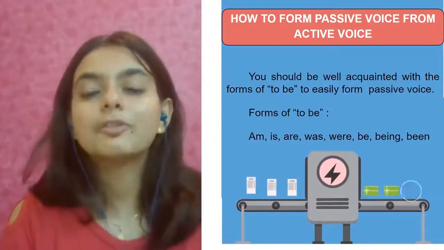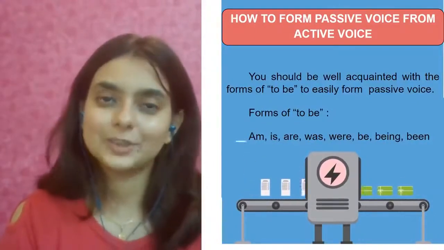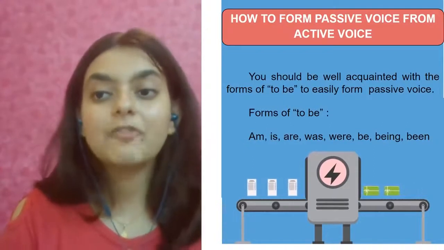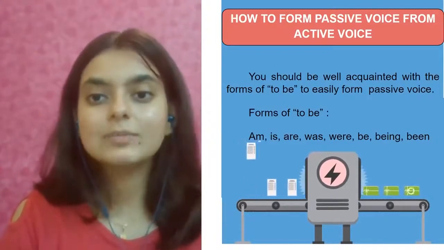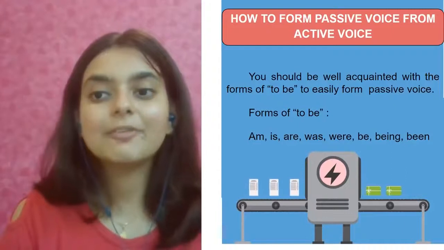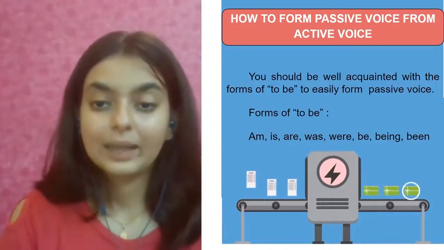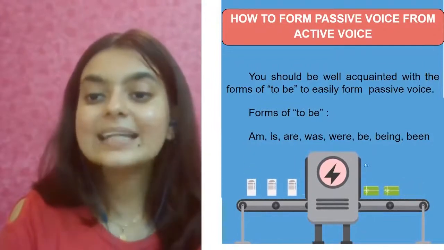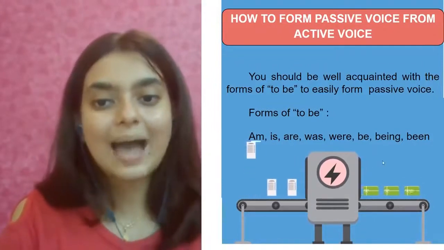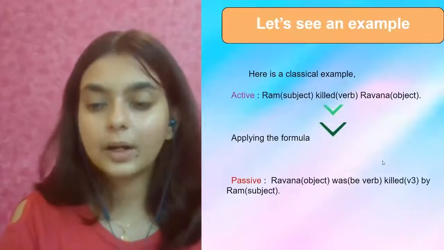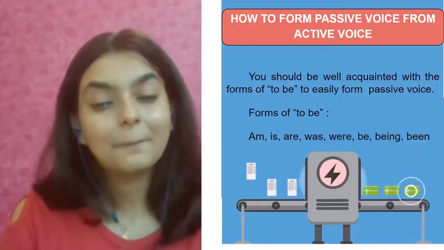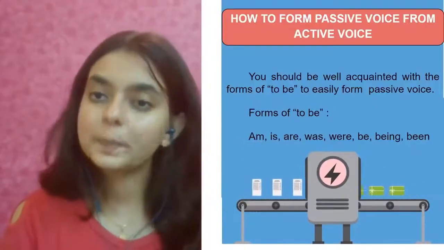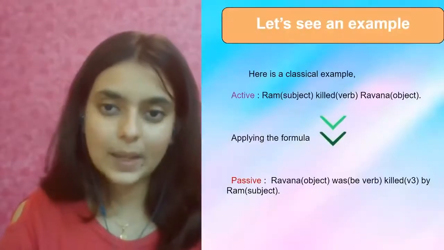Next is how to form passive voice from active voice. You should be well acquainted with the forms of to be to easily form passive voice. Forms of to be. Now you need to know what are the forms of to be. These are the forms of to be. Am, is, are, was, were, being, been. These are the forms of to be. So you need to be acquainted with that as well.